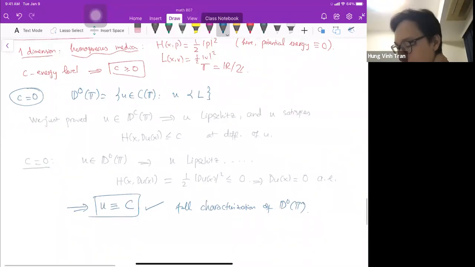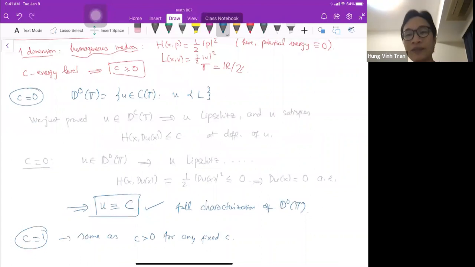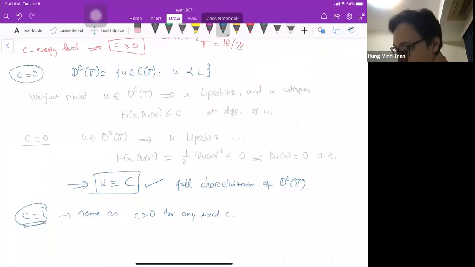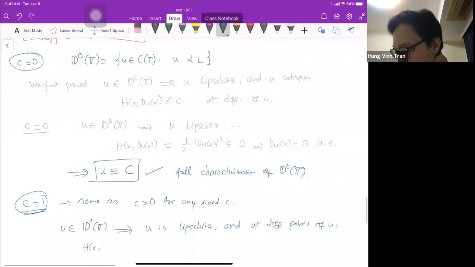And now you realize that when you consider C equal to 1, this is going to be the same as C greater than 0 for any fixed C, because in general they might be very different, but in this case, in a homogeneous media, they are the same, up to certain normalization. So that's why I want to just think about C equals 1, and the reasoning was that we already proved that U in D1 of the torus implies that U is Lipschitz, and at differentiable points of U, we have that H of x, du, which is 1/2 of du x squared.